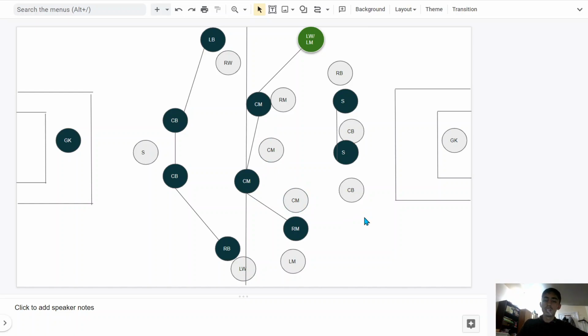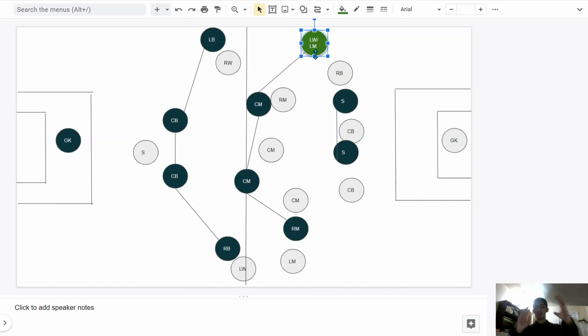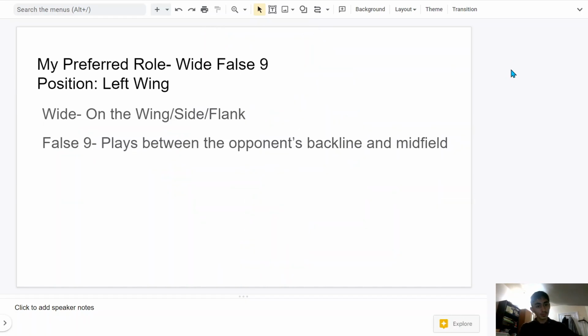In other words, the false nine position, or where they move around on the pitch, would be this space here that I'm moving around with my character pin thing. There, that is the false nine position between the back two lines of the opponent, and I'll explain why this is so effective later. So a wide false nine is someone who plays as a false nine, but they're wide, so they are on the flank, they are on the wing. So I am a wide false nine. How should someone in this situation really play?